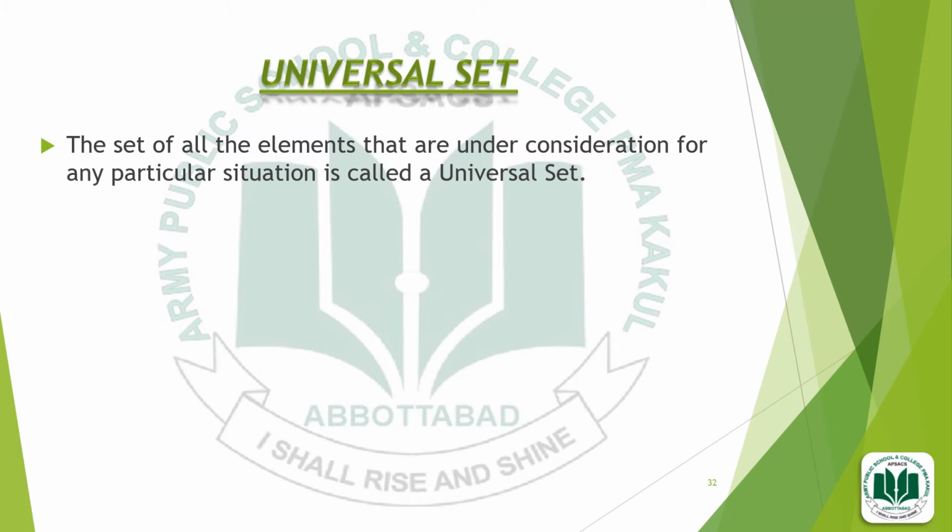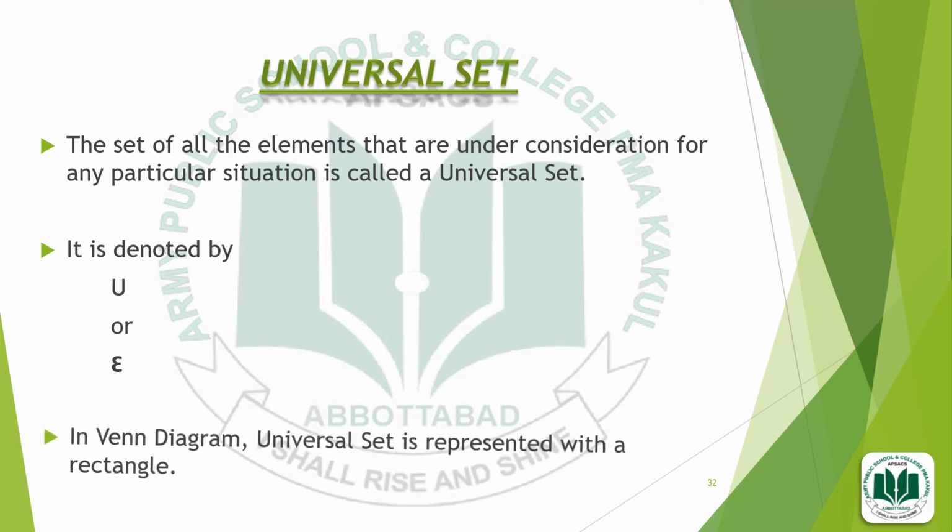For example, if we are discussing the traits of any two games, all possible games come under the label of universal set. It is denoted by these two symbols. In Venn diagram, universal set is represented with a rectangle.